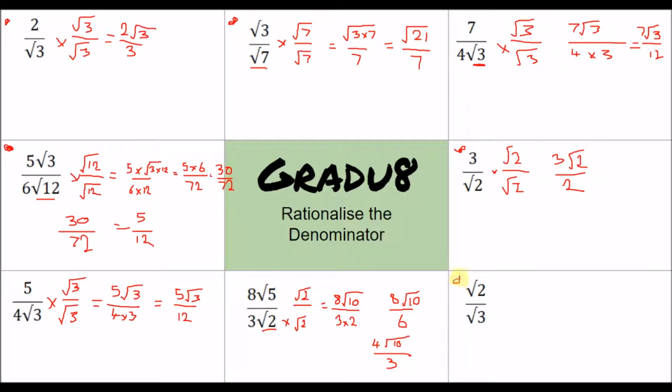Last question now here, root 2 over root 3. You're going to times them both by root 3, there we go, and root 3. So on the top of your fraction, you're going to have 2 times 3, and on the bottom, that's going to cancel itself out to give you 3. And then on the top, 2 times 3, obviously all within the root, so root 6, and then just 3 on the bottom. Okay guys, that's rationalising the denominator.